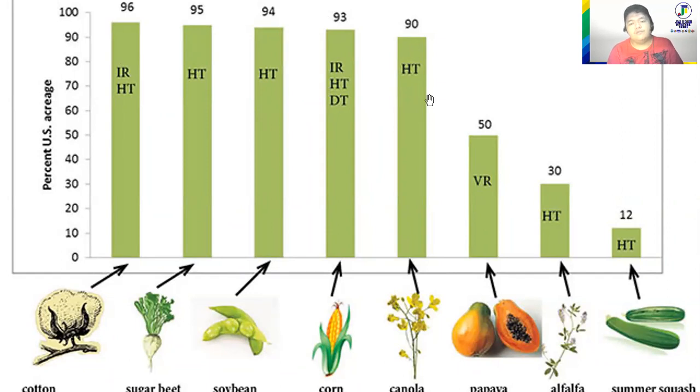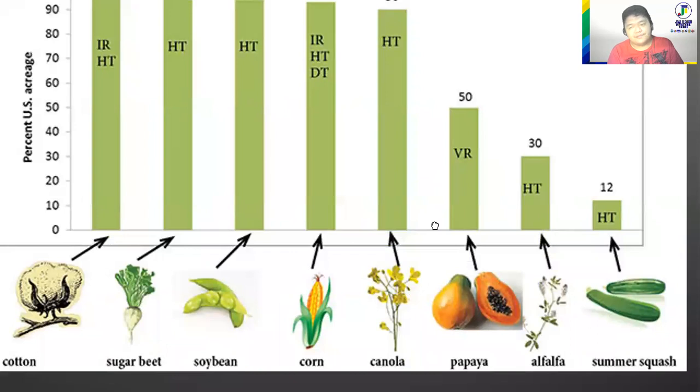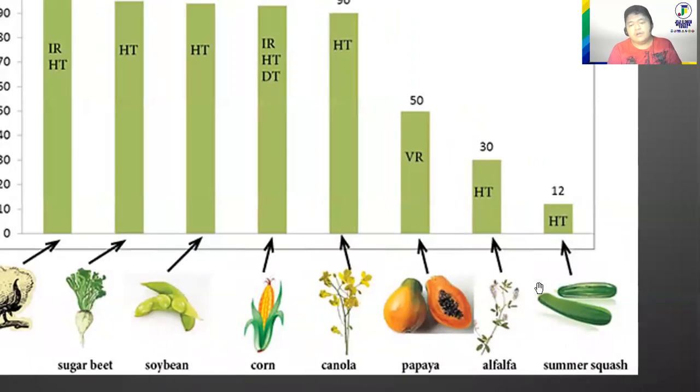Herbicide tolerance for canola oil, for papaya for virus resistance, again certain viruses that could cause discoloration of papayas when ripe. Alfalfa for herbicide tolerance, and also summer squash, or what we call ampalaya here in the Philippines, about for herbicide tolerance.